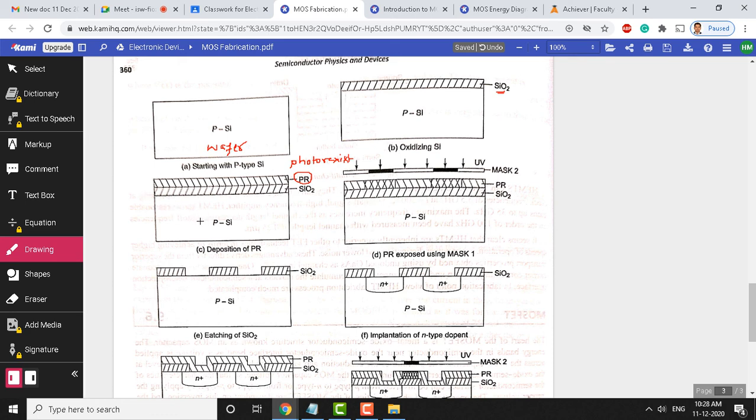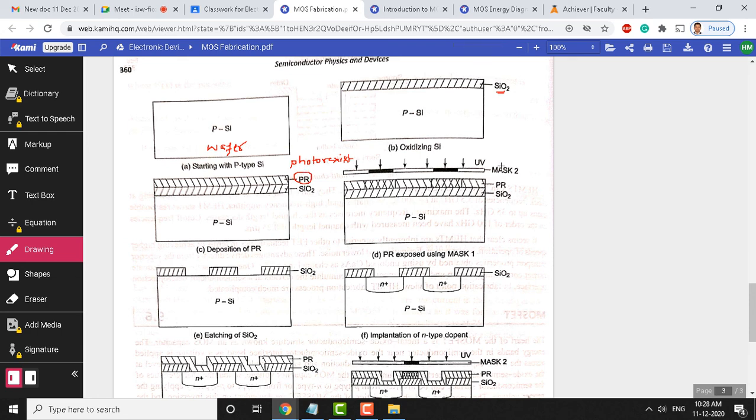Now, you are seeing totally 3 layers. One is the substrate, on top of that what you are seeing is silicon dioxide. Now, what you are seeing is photoresist. Now, 3 layers you are seeing up to this figure C. So, we have deposited photoresist, a layer which is very thin and is sensitive to light now.